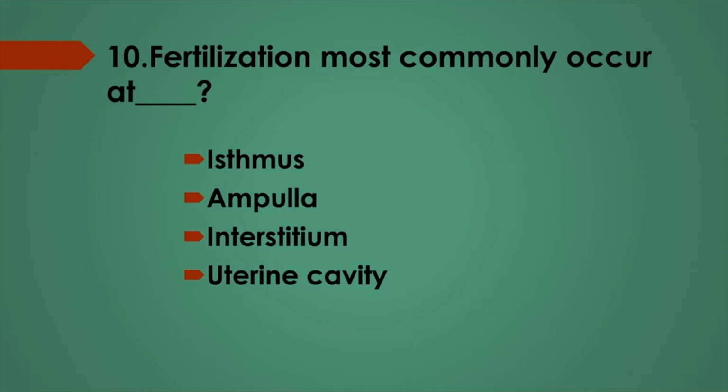Question number 10. Fertilization most commonly occurs at option A, isthmus, option B, ampulla, option C, interstitium, option D, uterine cavity. Answer, option B, ampulla.